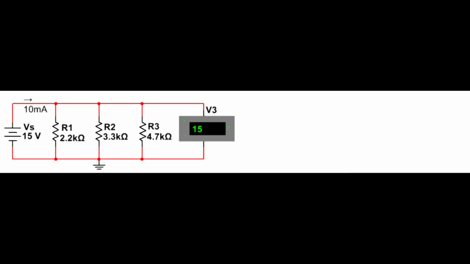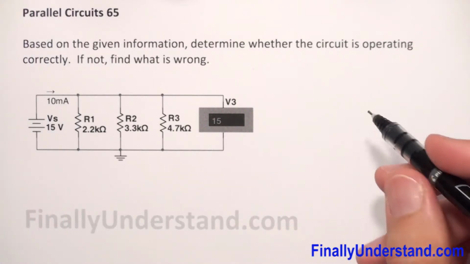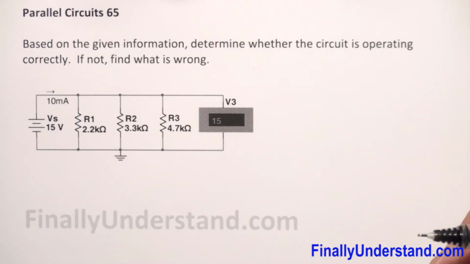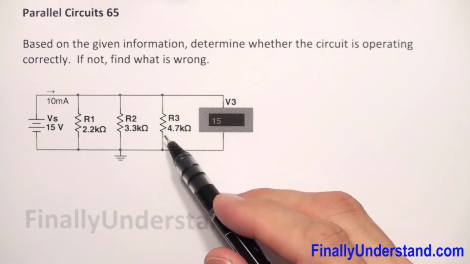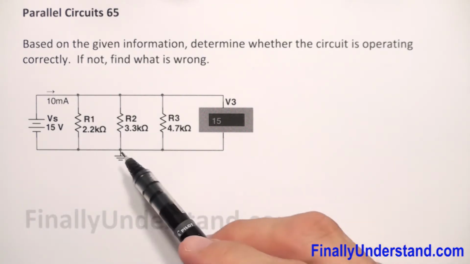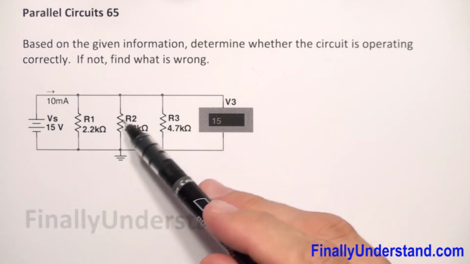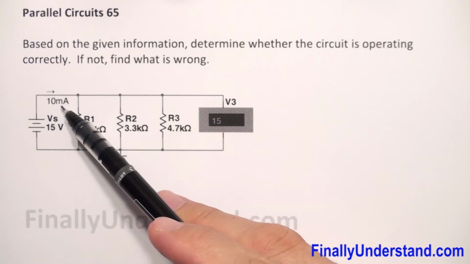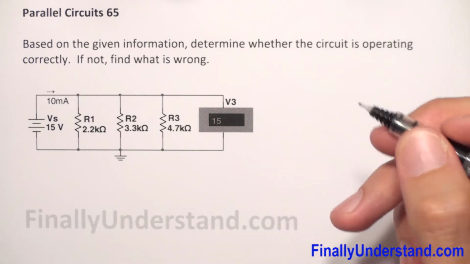Let's take a look at this example. This time we're supposed to check if this circuit is functioning correctly. In order to do so, I'm going to first find the total resistance and total current in this circuit. The current which I'm going to calculate, I'm going to compare with the current which is given. And after that, I'm going to see if everything is okay with it or not.